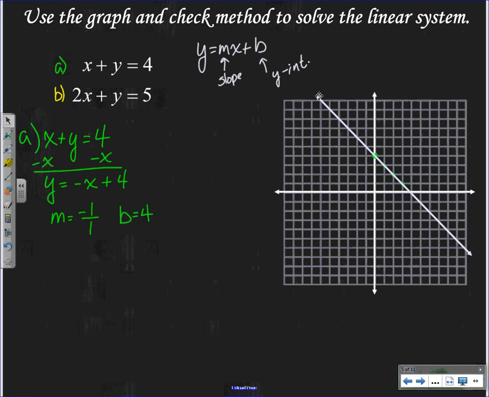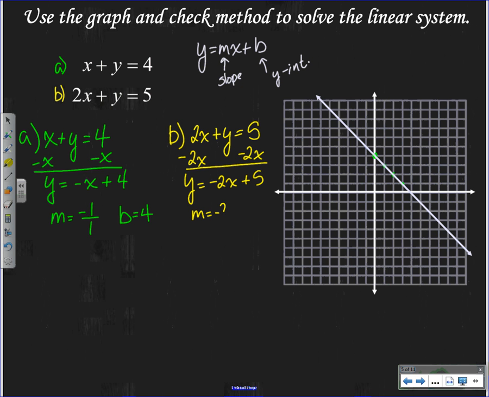Now what we want to do is go ahead and graph the second line. So B is going to be 2x plus y equals 5. And we're going to do the same thing, solve for y. So the first thing I'm going to do is subtract 2x. Okay, so y is going to equal negative 2x plus 5. My slope is negative 2 over 1, and my y-intercept is 5.